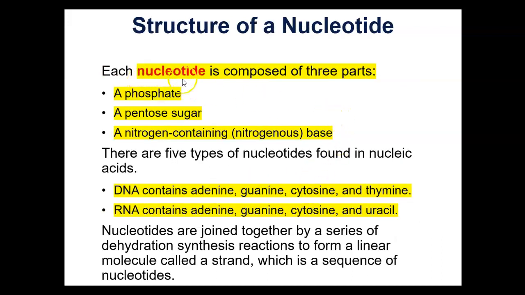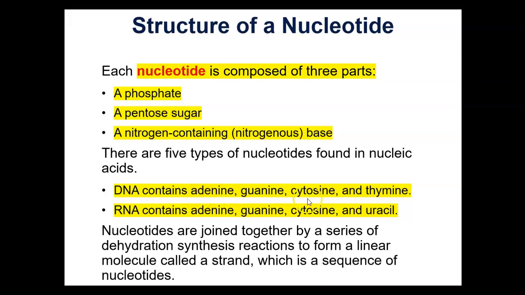So since the nucleotides are the monomers, we're going to talk about the composition of nucleotides. So there are 3 components: a phosphate group, a pentose sugar, which is either ribose or deoxyribose, and a nitrogen-containing base. DNA contains 4 nitrogen-containing bases or nitrogenous bases, which I'll just call a base from now on.